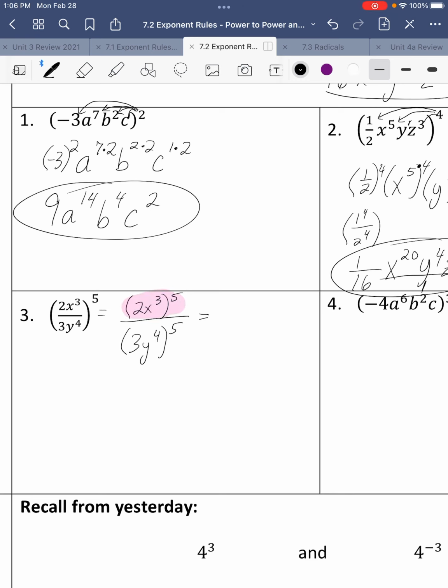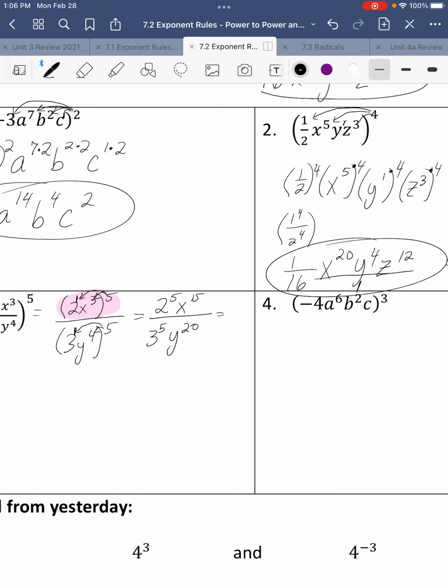So that numerator, what do we do with the to the 5th power? Well, we're going to have the 2 raised to the 5th, so this is going to distribute the 2. It's really 1 times 5 is 5, and then 3 times 5 is 15. Over, let's do that same thing with the denominator. 5 times 1 is 5, so that's 3 to the 5th. 5 times 4 is 20.